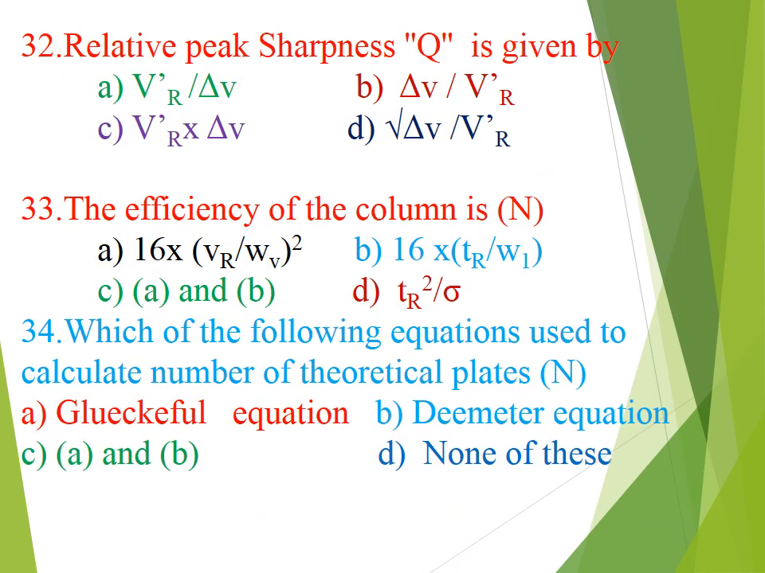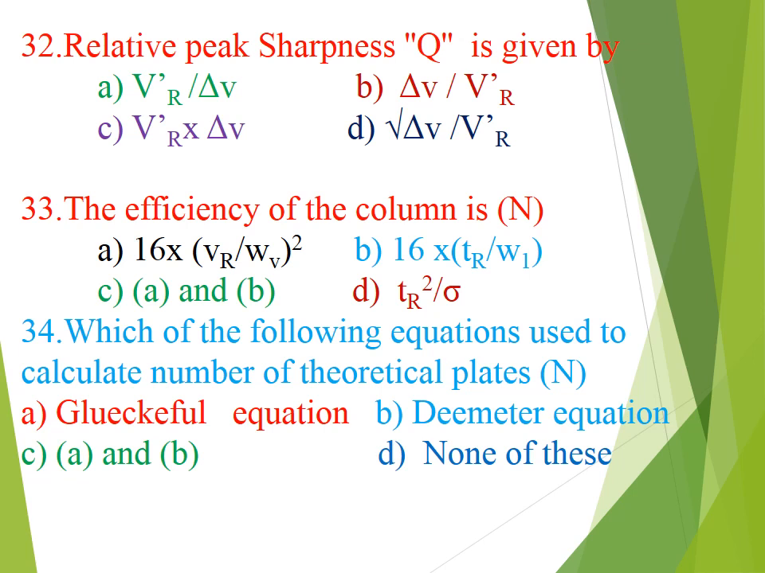32. The relative peak sharpness Q is given by: A. VR divided by delta V. Here the VR is the retention volume, and delta V is the volume width. Option A is correct.